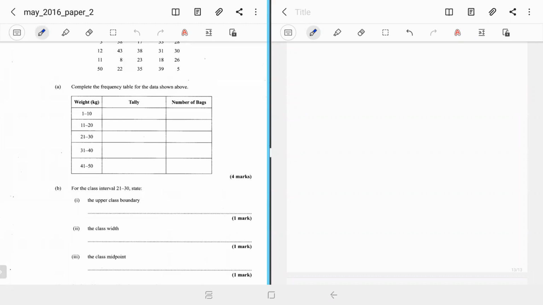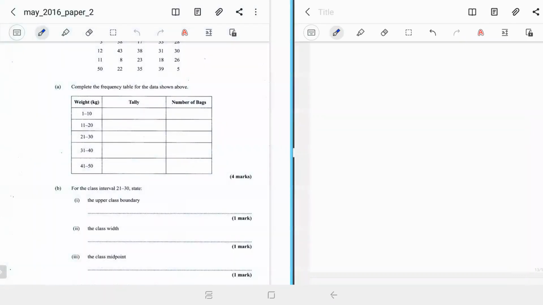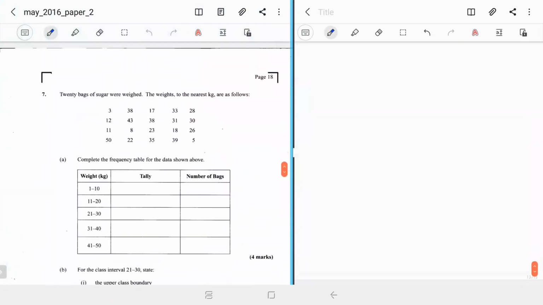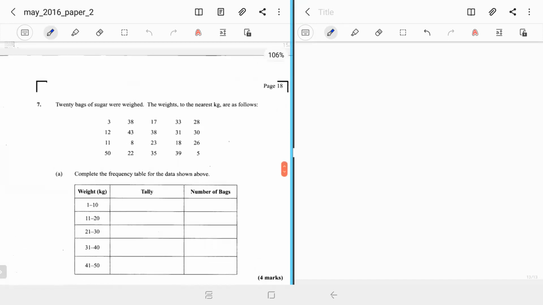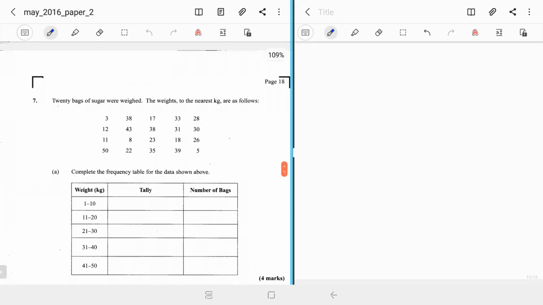All right, guys, so this is the 2016 question, June 2016, and it's question 7. I think it's always question 7 on the old syllabus, and question 6 or 7 somewhere there on the new syllabus. So this question says 20 bags of sugar are weighed.